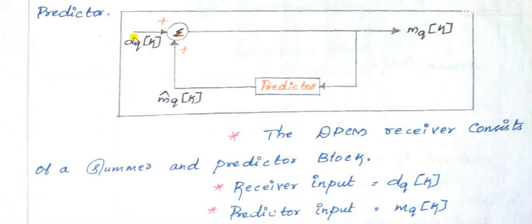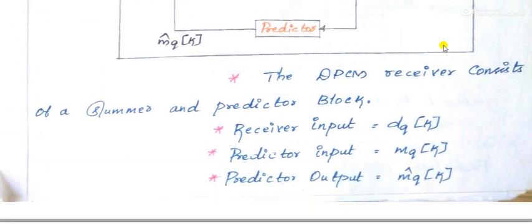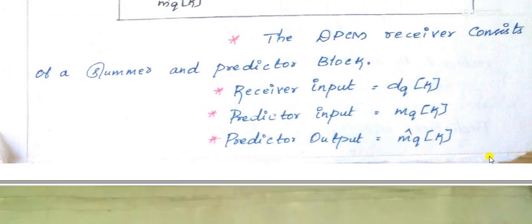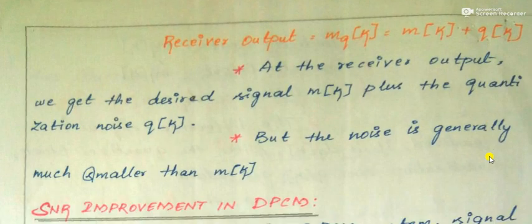Now we can find the dq of k as well as the predictor output, that is the estimate of the quantized signal mq of k cap. So the output will be the mq of k. So mq of k is nothing but m of k plus q of k. The receiver input is dq of k, the predictor input is mq of k cap, the predictor output is the mq of k cap. What is the receiver output? It is mq of k.